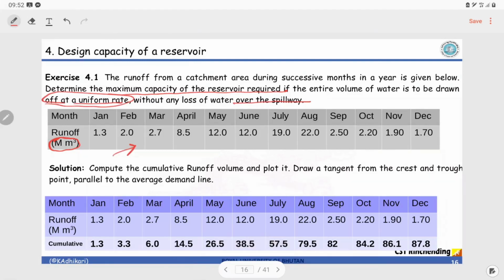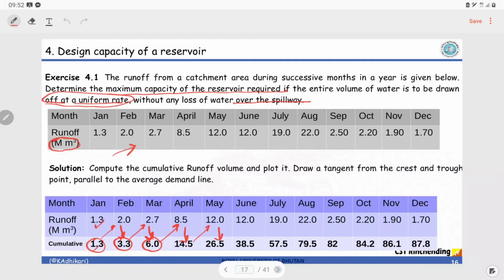Like I said, we have to start with plotting the mass curve. So how do you construct the mass curve? We do the cumulative values of the runoff versus time, right? So how do you do that? For the first value, 1.3, 1.3. For the next value, you add this 1.3 with this one and you get 3.3. So 1.3 plus 2 is 3.3. Next, you take this value and add it with the next value and you get the cumulative for that value. So 3.3 plus 2.7 is 6. Again, you take this value, add with this one, you will get this one. Similarly, you add this one, you will get this one.